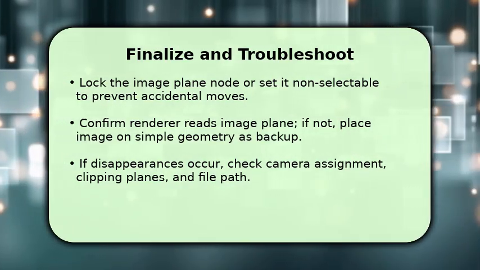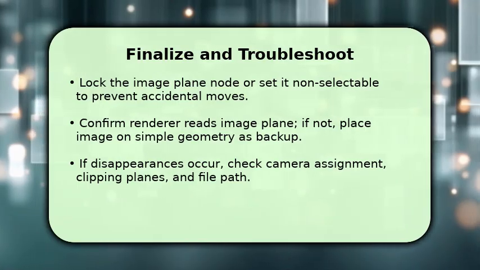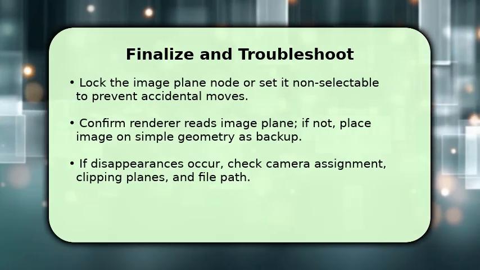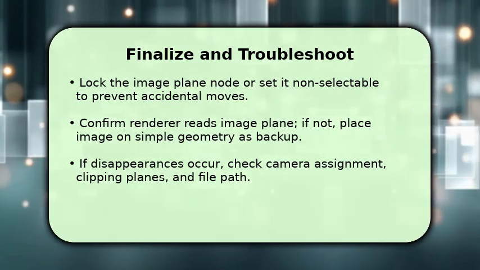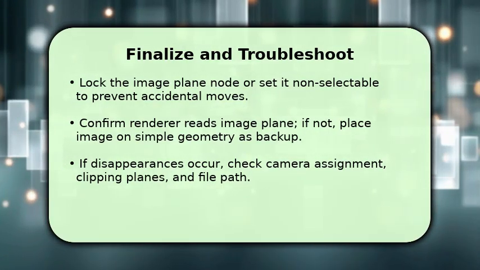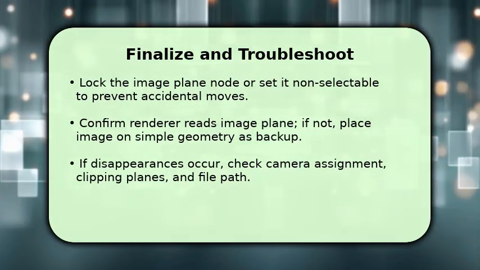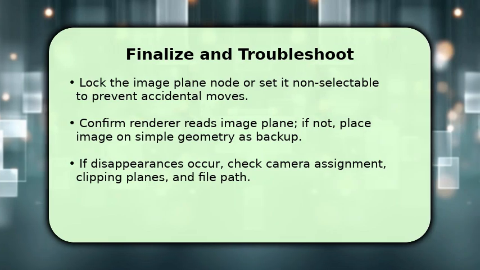If your renderer doesn't show the camera image plane, create a flat polygon with the texture applied as a fallback and place it behind your scene. If the plane vanishes, check the camera's near/far clipping, ensure the image file path is correct, and verify alpha gain isn't 0. Those are the most common fixes.